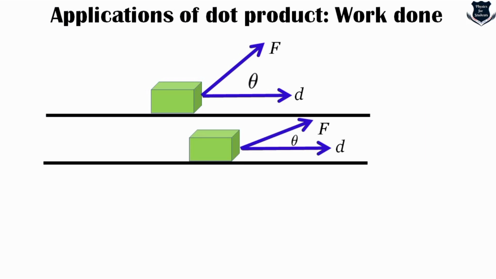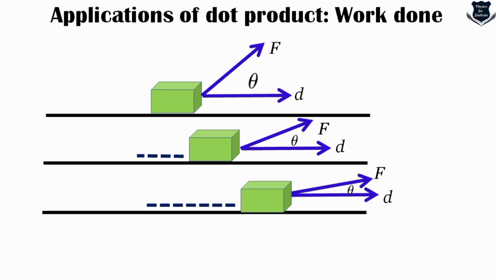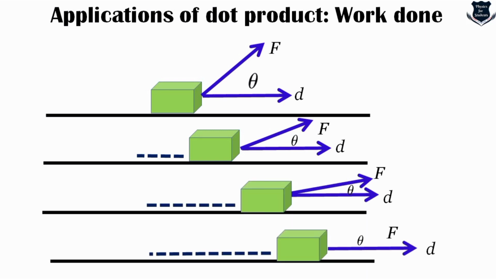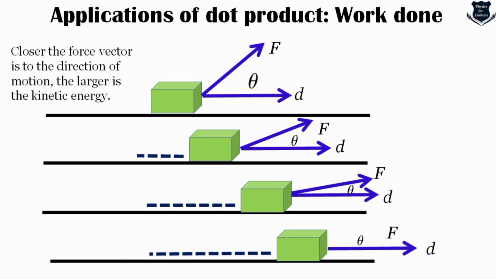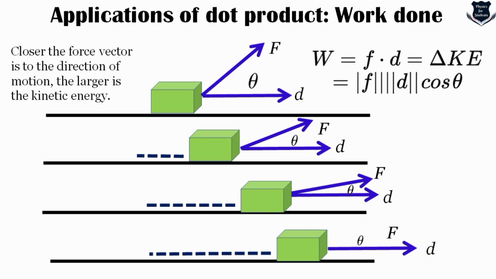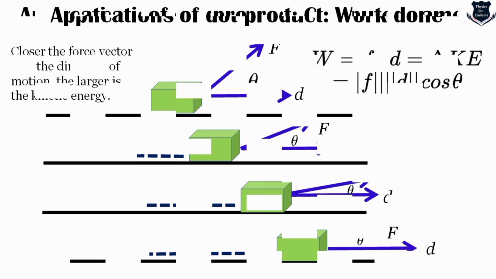As things move along, the angle theta measures the displacement. So it lowers and lowers, and here it comes. What happens here is that the closer the force vector is to the direction of the motion, the larger is the kinetic energy. The more and more is the kinetic energy, right? So we use this formula, W equals F dot D, and it actually shows the change in kinetic energy. This is the easiest, simplest, and the most common example of how work done is measured by the dot product.